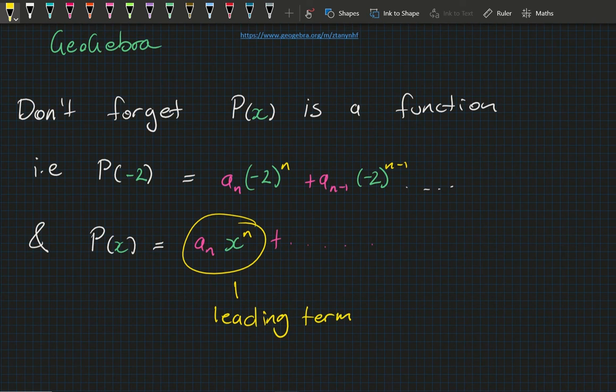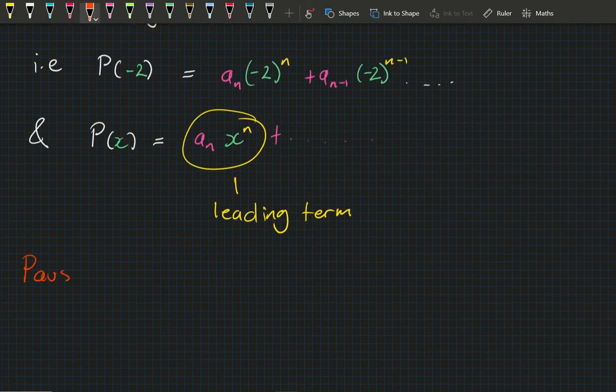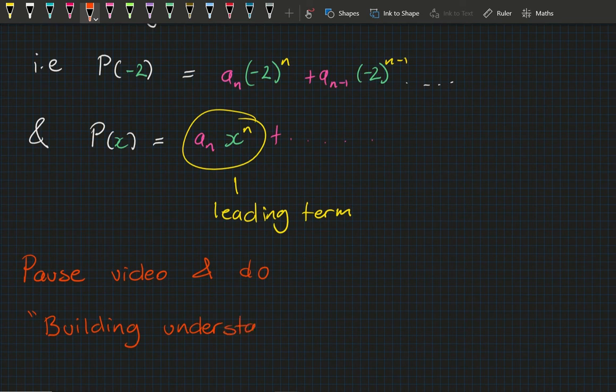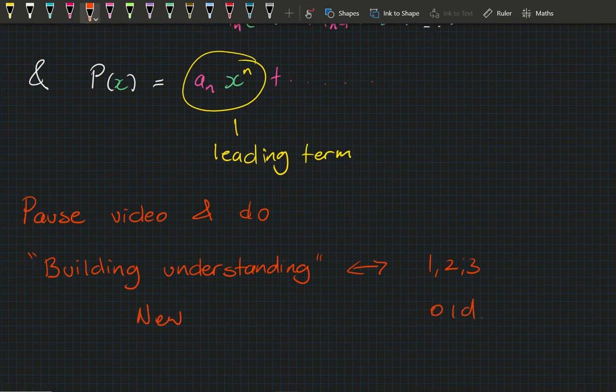Alright, so I realize that some of this might be easy-ish to some of you, but there are some strange ideas and some definitions you do really need to get your head around. So I strongly recommend that you pause the video right now and do the building understanding questions in the new book, which translates to questions 1, 2, and 3 in the old book. And then when you come back, we'll get stuck into the next section.